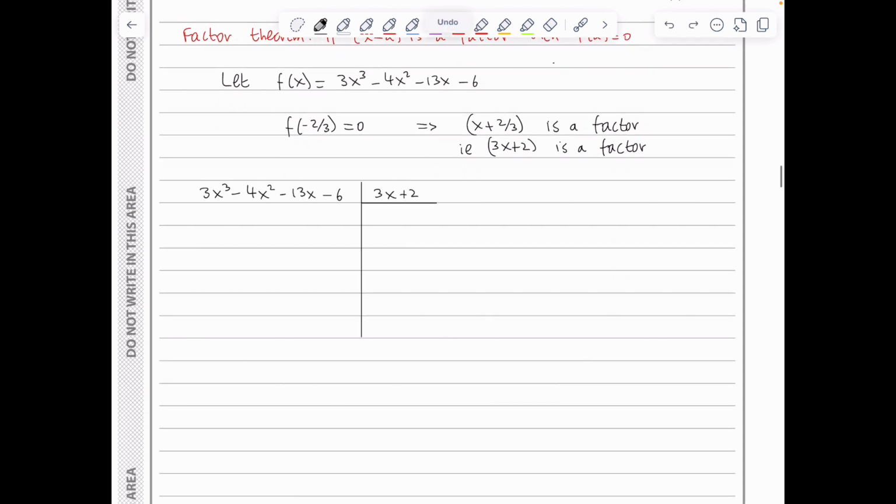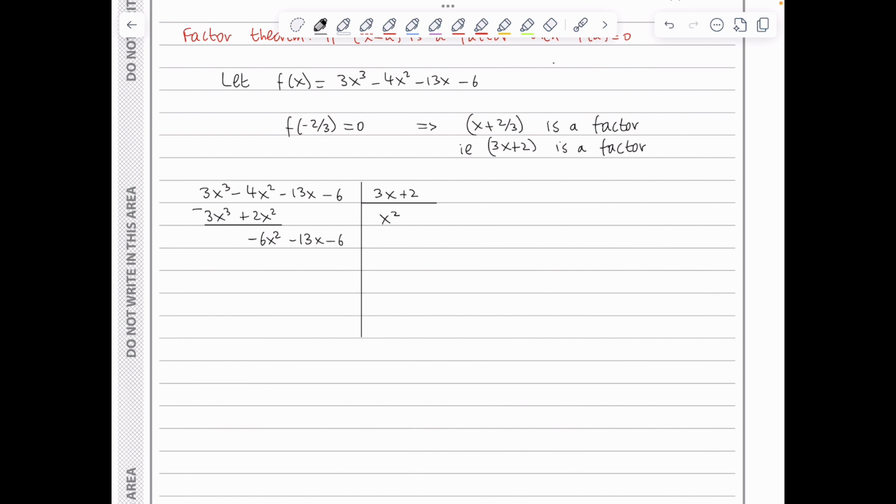We are always trying to match the highest order term found on the left-hand side. So 3x here will be multiplied by x² to give me 3x³ + 2x², and then we deduct. The 3x³ terms will cancel out, and I've got -4x² - 2x² to give me -6x² - 13x - 6.